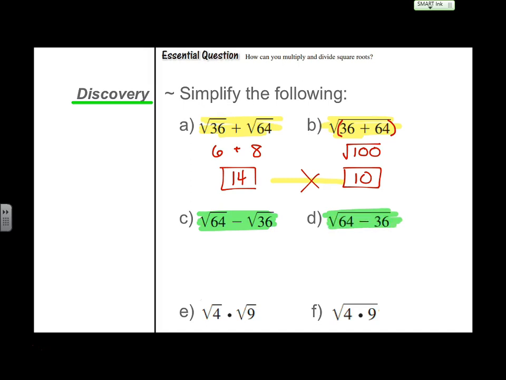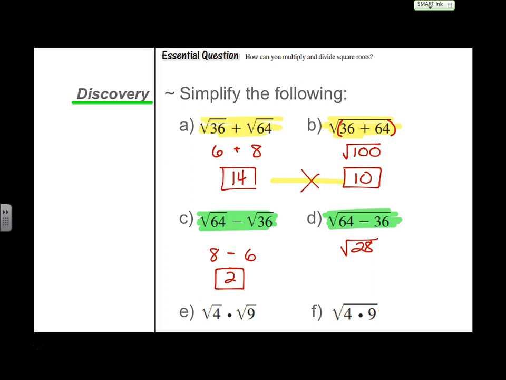Kiddos, are these the same? Why not? What did you do to solve in letter C? Square root of 64 minus 36. Now hold on. What's on the other side? It's the same. Wait. 64 minus 36 is 28, right? Did anybody have a calculator? Did you figure out that's actually a decimal?